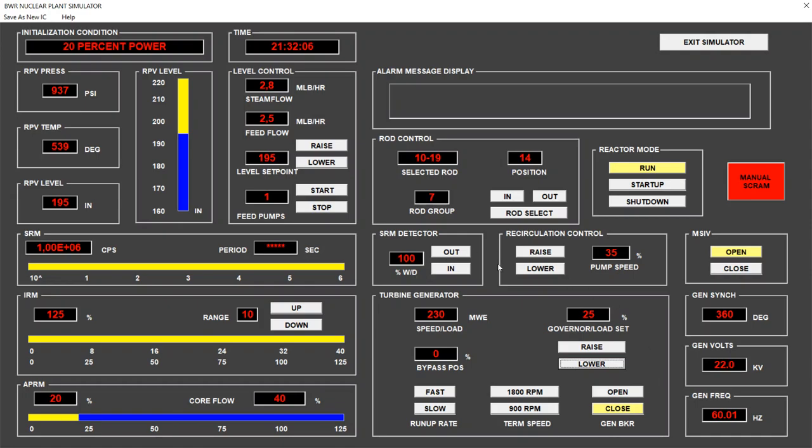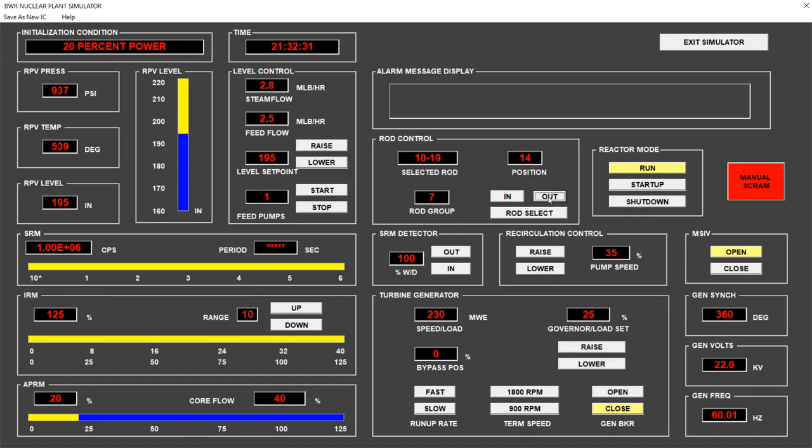Let's check a bit the general state of the reactor. We are in reactor mode run. The governor set is at 25%. So for now, it's okay because we will go to 23, but further on, we'll need to increase this. And we can check the pressure, 937 psi, 539 degrees.